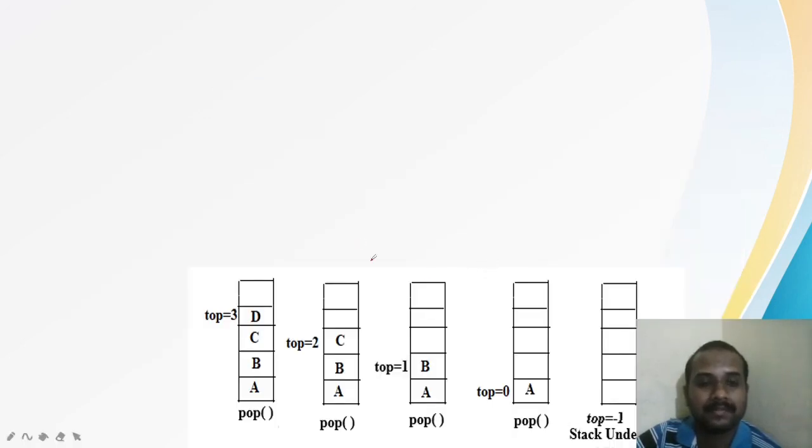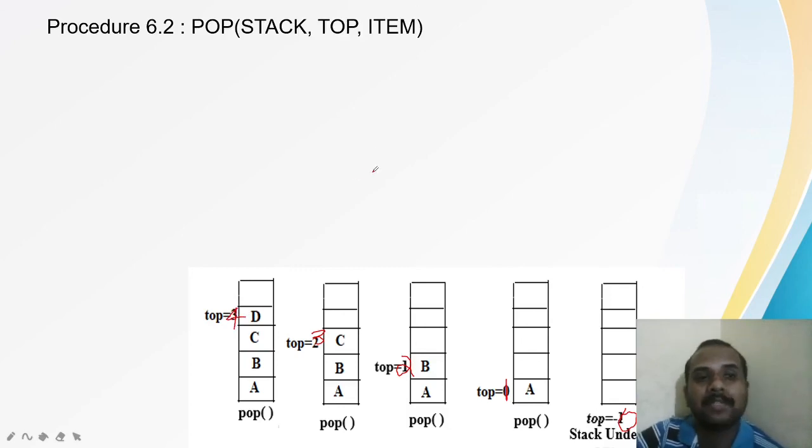So see here, again, let us assume that this is 0 and the array starts from the 1 index, or the first index. Okay, that will be easier for understanding the algorithm. So first, in the pop operation, you have to write the procedure, right? So this is the second procedure: pop, stack, top and item. Here max stack is not required. Why? Because anyhow you are going to delete the element, you are not inserting the element, right?